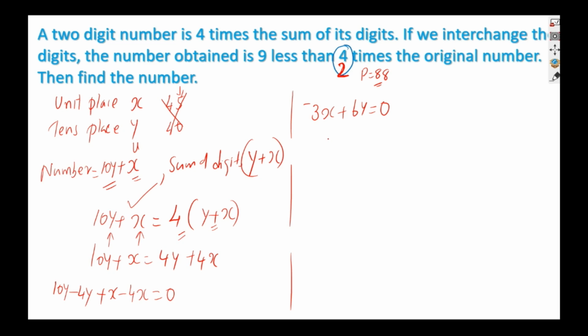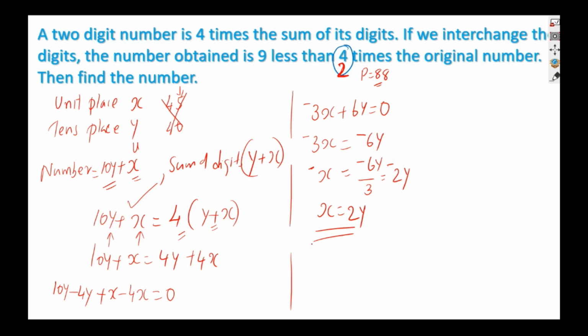Right? In that case we have something common also. We can simply write minus 3x is equal to minus 6y. If I write it in terms of x, it is minus 6y upon 3, which is equal to minus 2y. So x is equal to 2y. This is the value of x we are getting by the first condition.